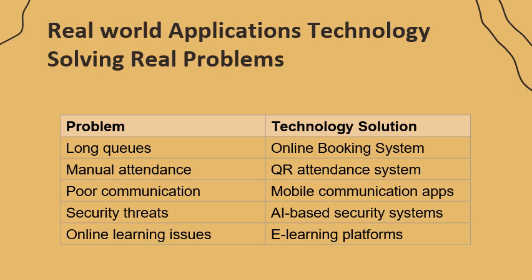When communication is poor, we use mobile communication apps like messaging platforms that can make it faster and easier for people to stay connected. For security threats, an AI-based security system can help detect and prevent risks more effectively. And for online learning issues, e-learning platforms provide a more organized, flexible, and accessible way for students to learn anytime and anywhere.